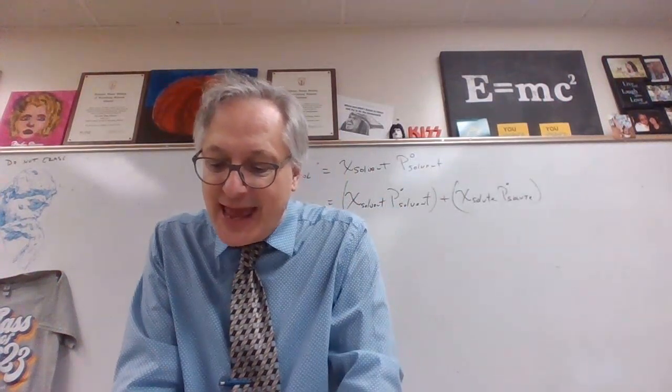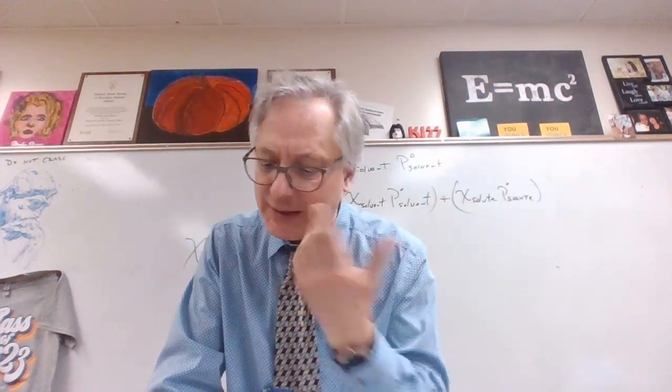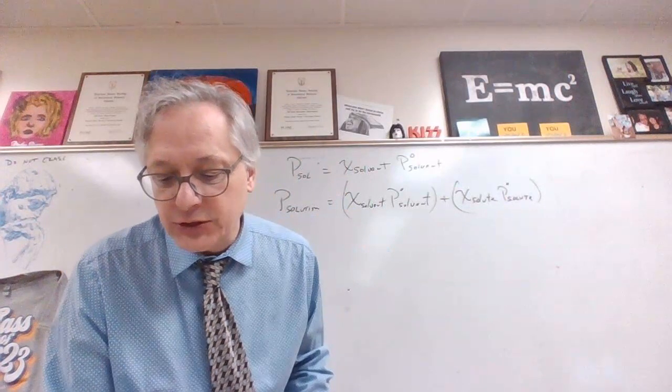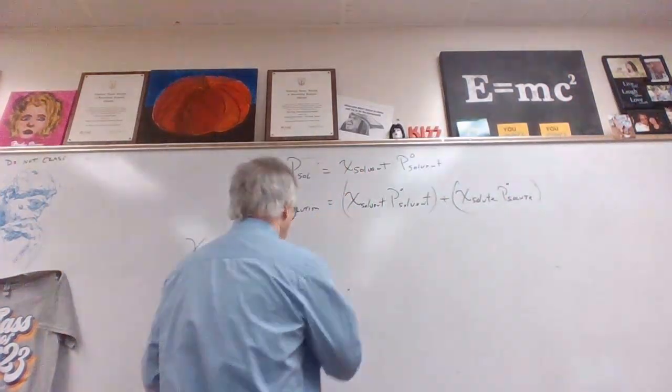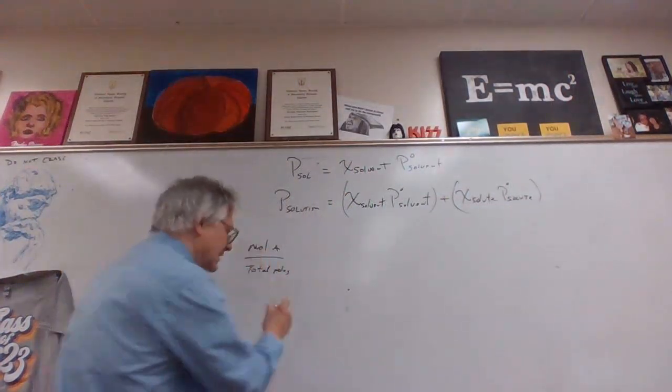It says pentane and hexane form an ideal solution. At 25 degrees C, the vapor pressure of pentane and hexane are 511 and 150 torr respectively. I think we actually went through this one, but it doesn't hurt to look at it again. So let's take a look, and let's try to think about what we're doing.